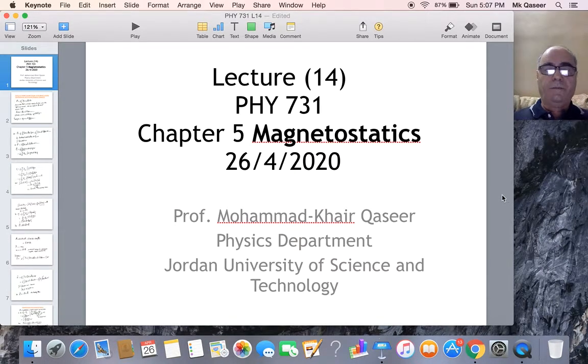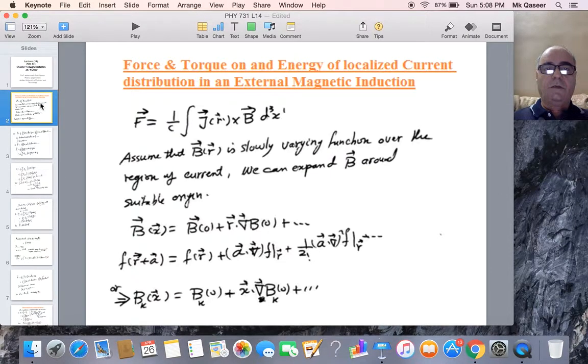Assalamu alaikum. In this lecture, I will talk about the force due to external magnetic induction and a localized current distribution. The force is given by this expression. Now I'll assume that B, the magnetic induction, is a slowly varying function, so we can expand this around some origin or a suitable origin.